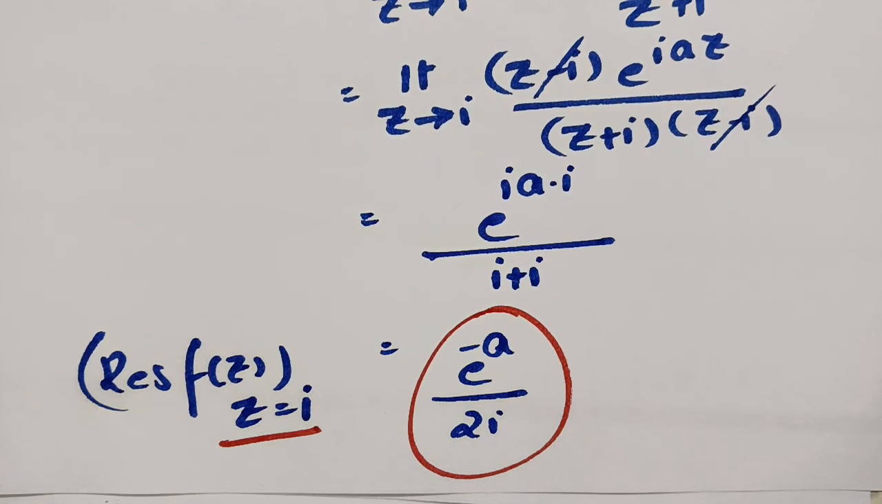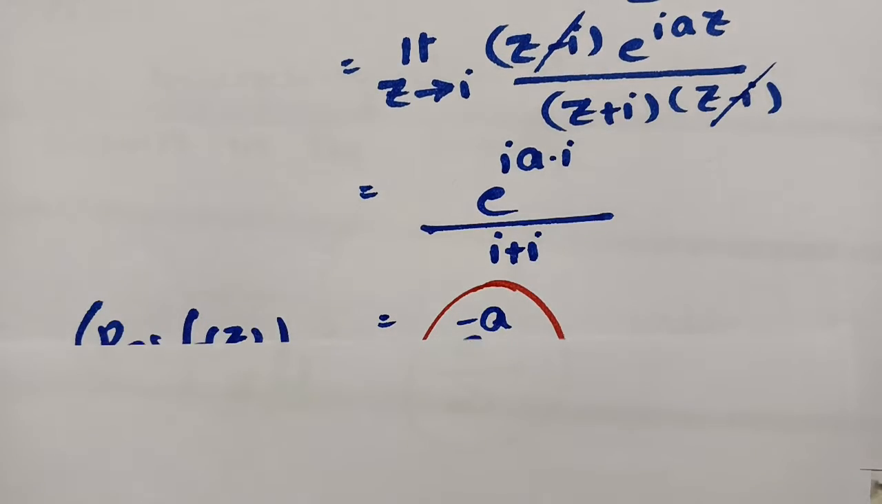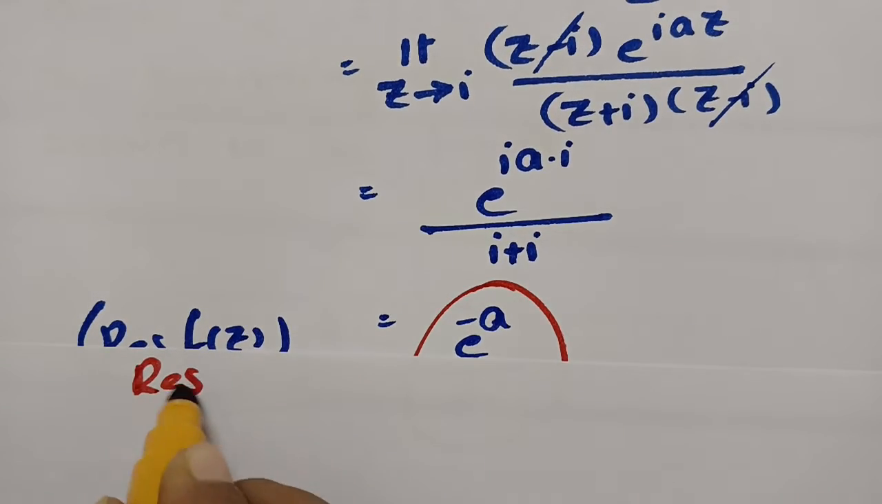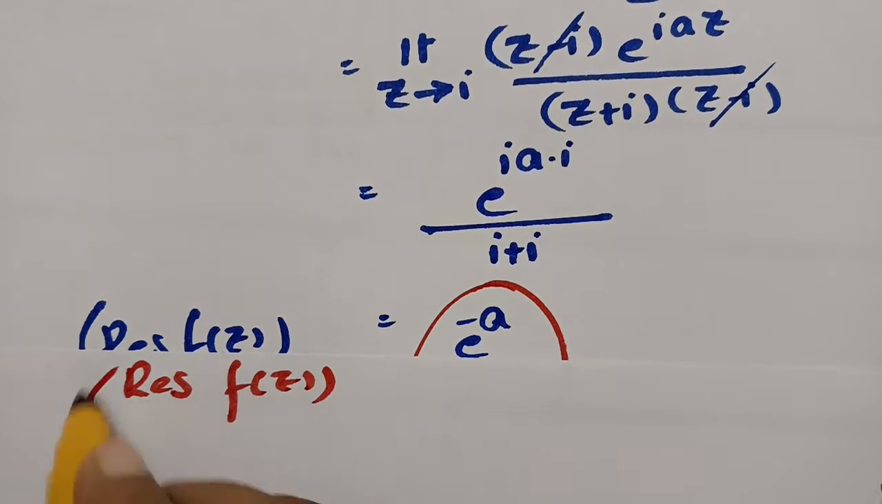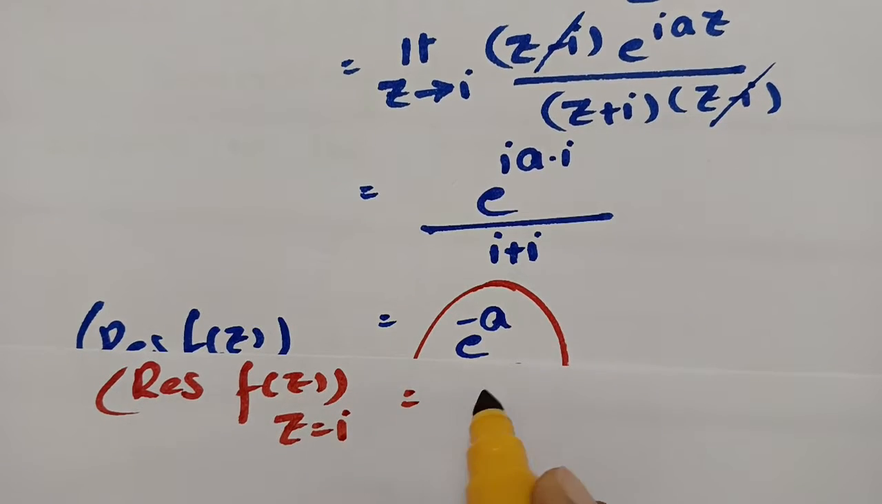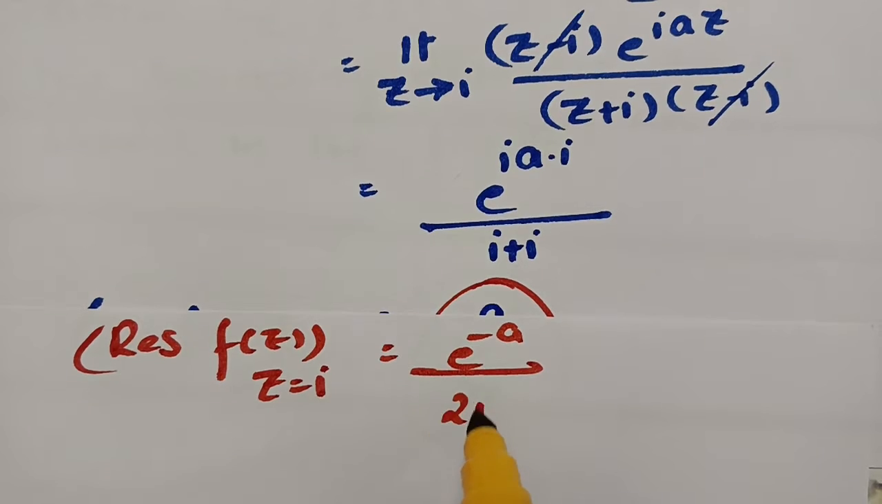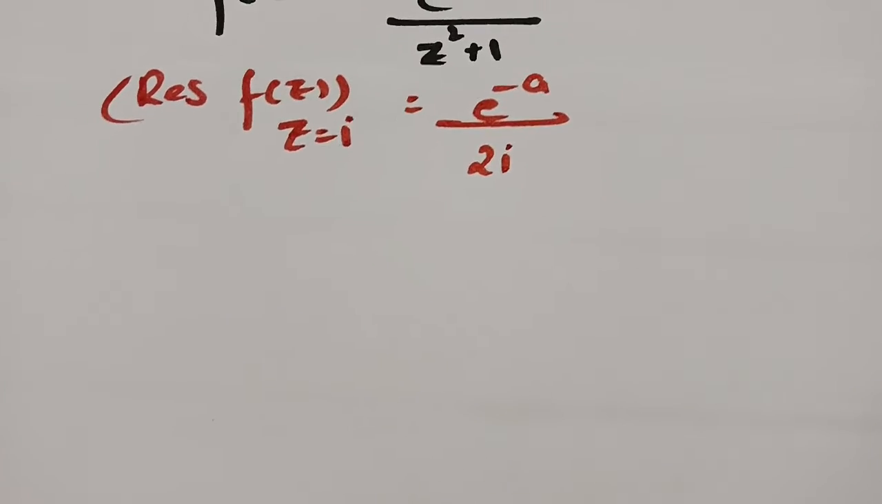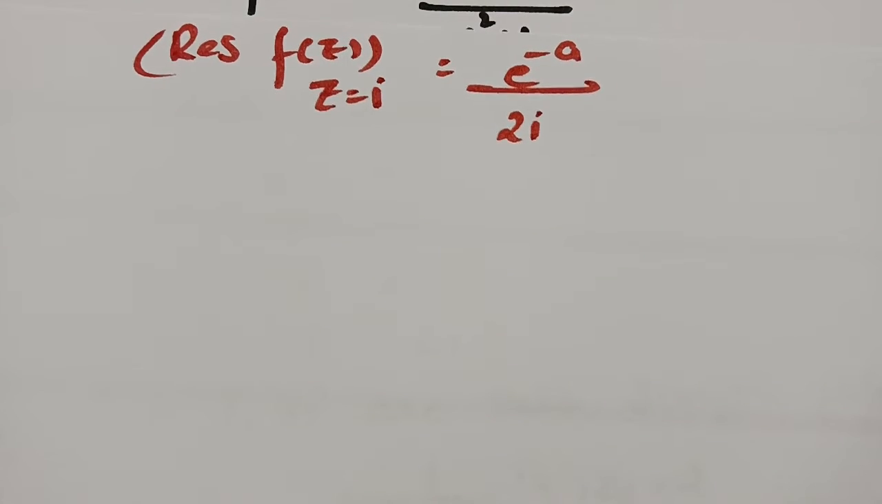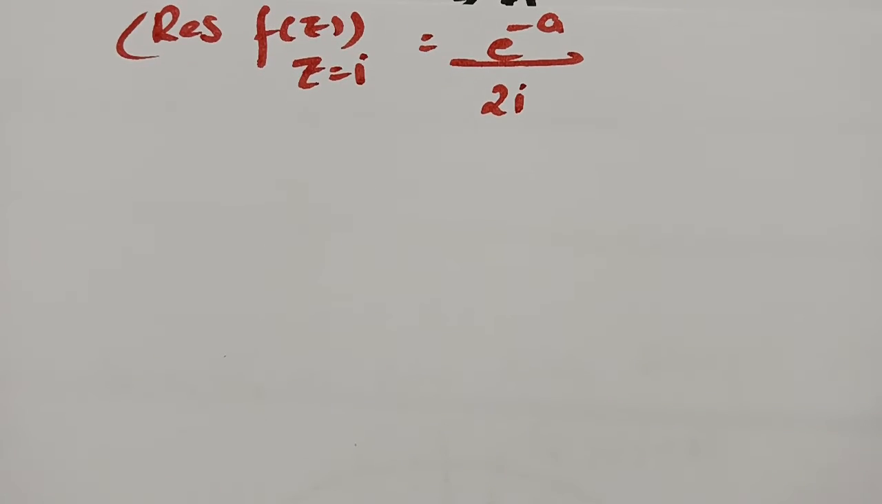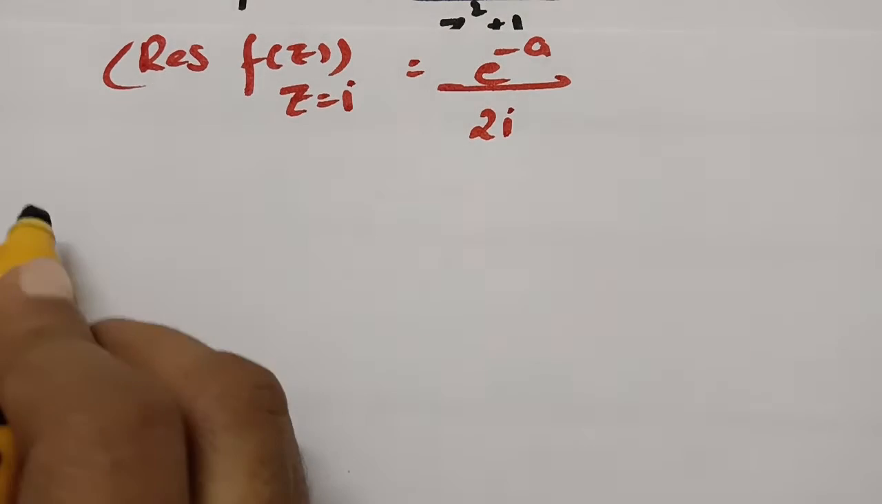Next, what do we have to do? After finding the residue, here is the residue value of f(z) for the interior pole z equal to i: e to the power minus a divided by 2i. Later we have to substitute this in the residue theorem. So what does the residue theorem state?